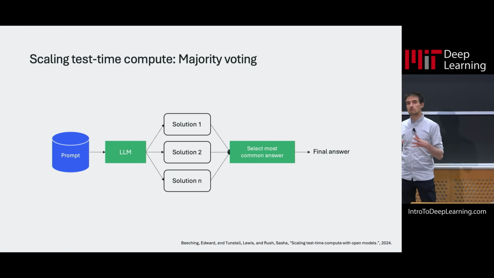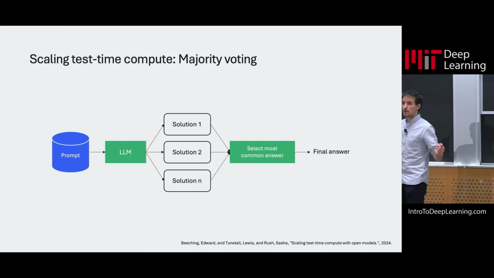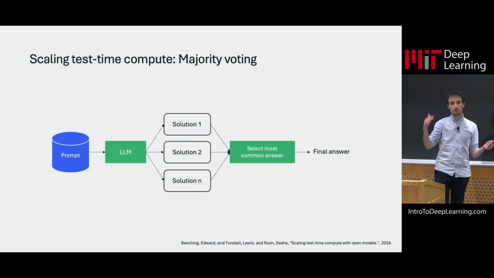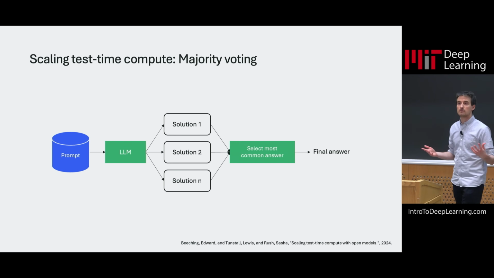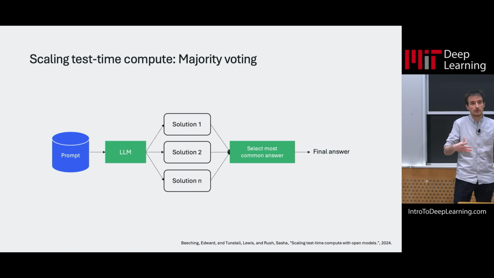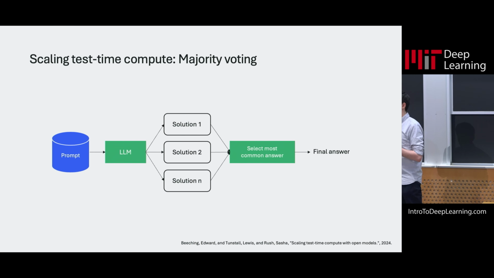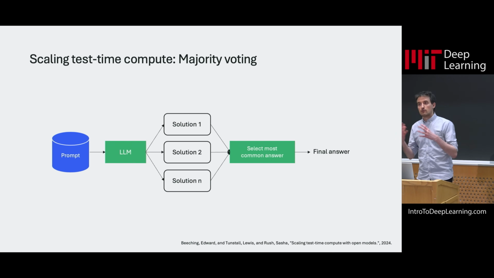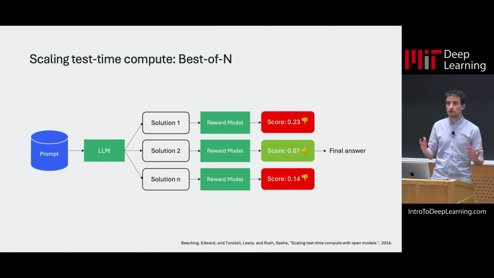A very easy way of doing it is, I have a question, for example, a math question. I ask my LLM not for one solution, but for multiple solutions. And I take the one that is the most frequent. And if you do that, well done, it works. You actually get better results on this math question. So this is a technique called majority voting. And it works, but it's very naive. So there are better versions of it.